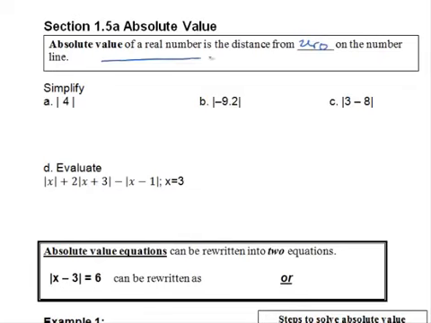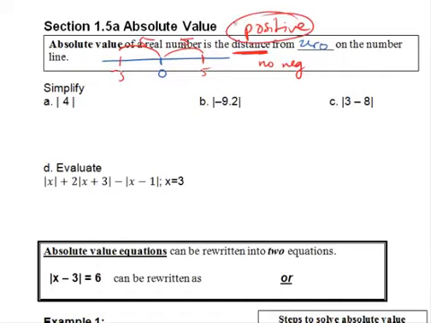So for example, if there's a number line and there's 0, you might have a number that is plus 5. Well, that is 5 units away from 0. Or you might have negative 5, which is also 5 units away from 0. Remember, when you talk about distance, you don't have negatives. Distance is always a positive thing. So when we talk about the absolute value, we're talking about the positive distance from that number to 0.